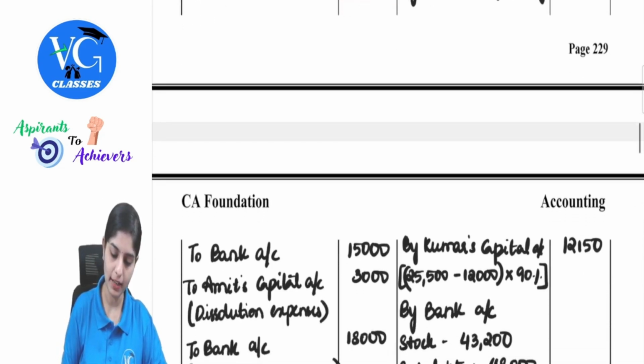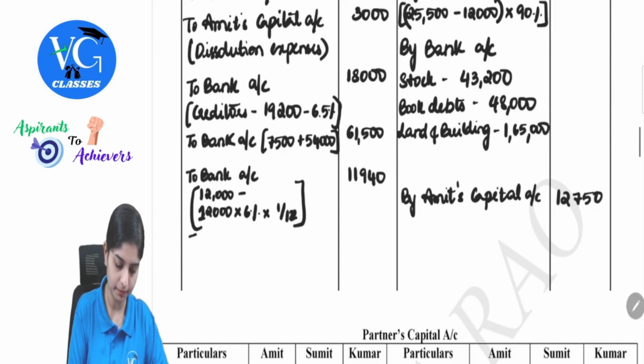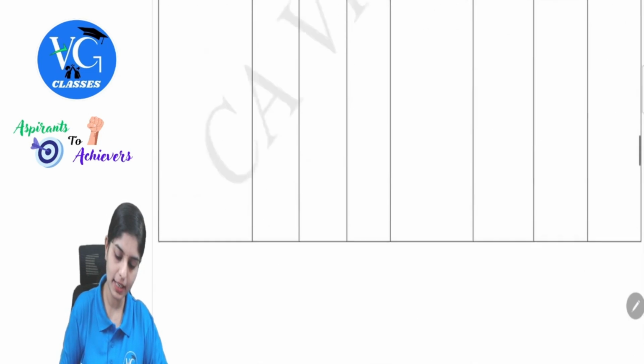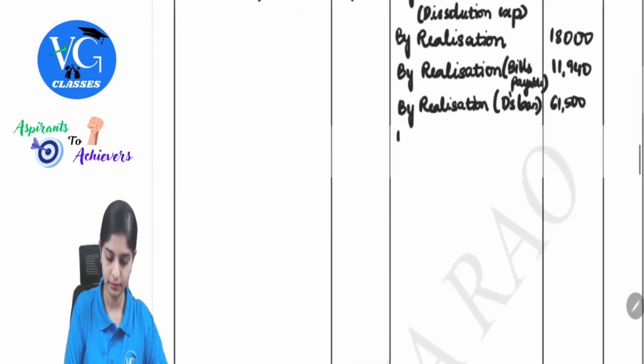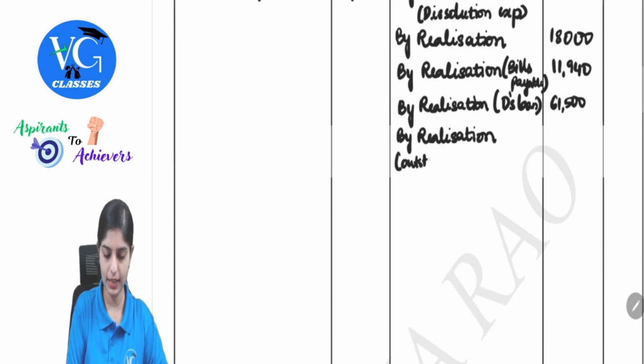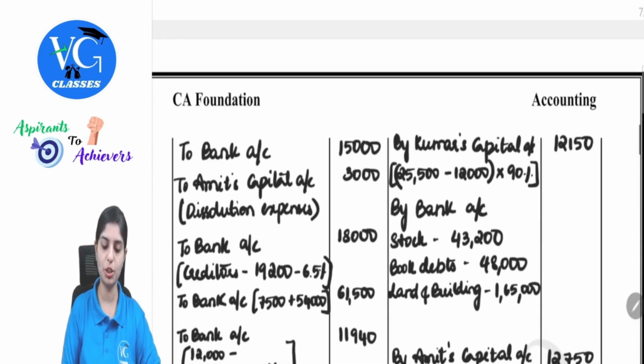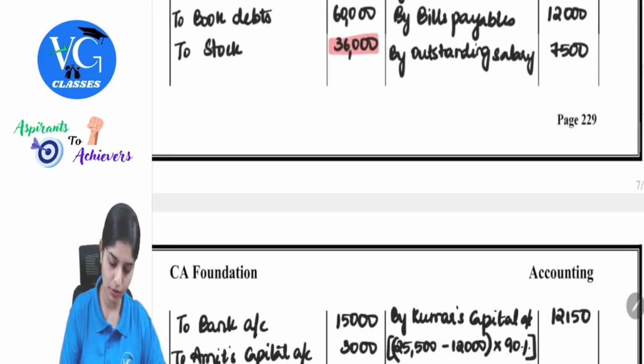So to bank 7,500. At book value itself 7,500. By realization outstanding salary 7,500. So with respect to assets, there is no such problem. So all values taken care.